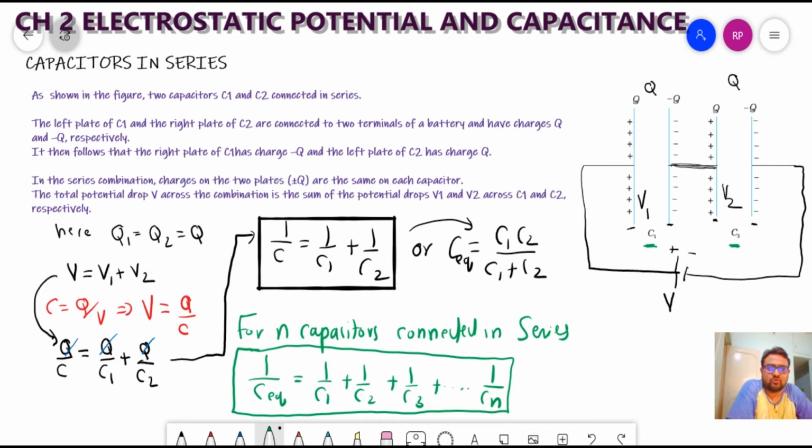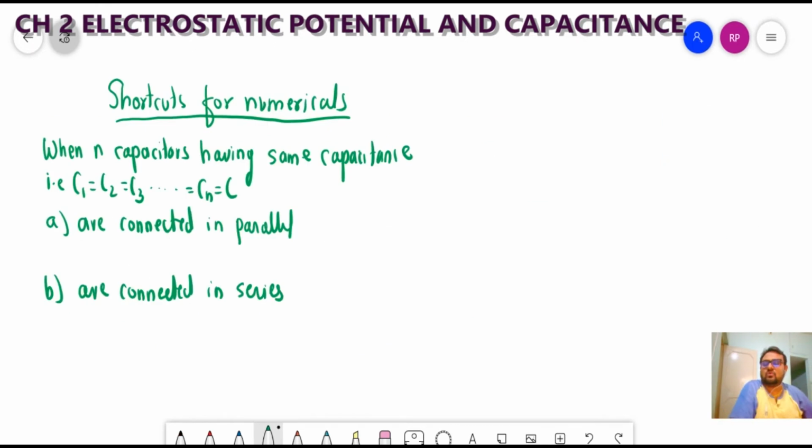Okay, now let's move to the next. Now let's see some shortcuts for the numericals. See, when n capacitors have the same capacitance, that is C1 equal to C2 equal to C3 equal to Cn, and that is equal to C, when they are connected in parallel, then the equivalent capacitance will be equal to n into C.